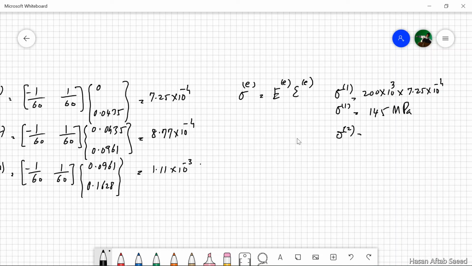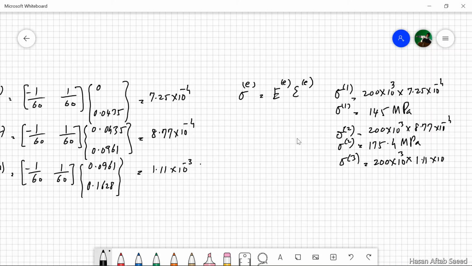Sigma 2, again, 8.77 into 10 raised to power minus 4. This turns out to be 175.4 megapascals. And finally sigma 3. This is 200 into 10 raised to power 3 into 1.11 into 10 raised to power minus 3. This is 222 MPa.